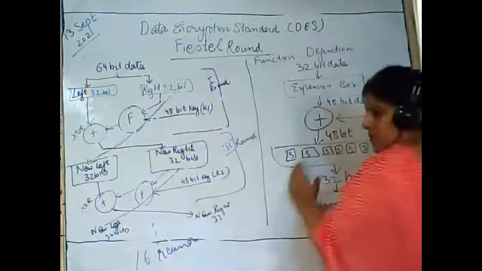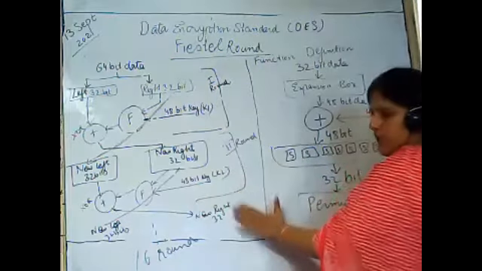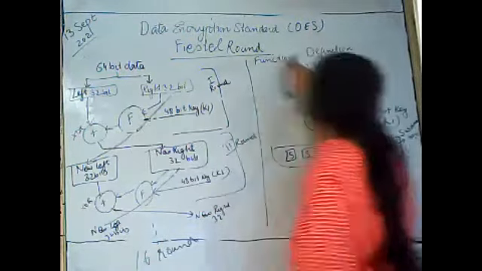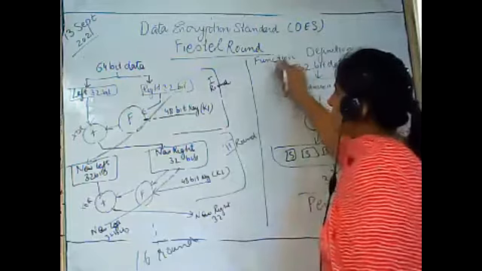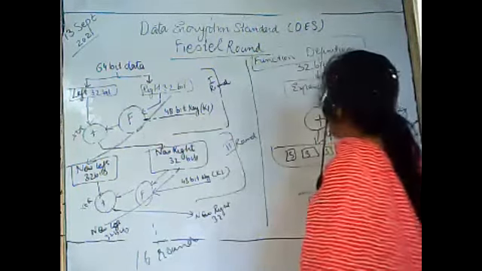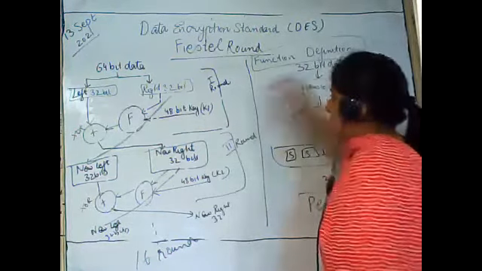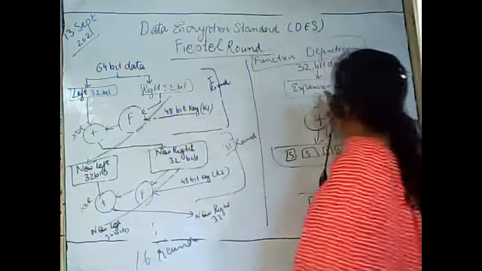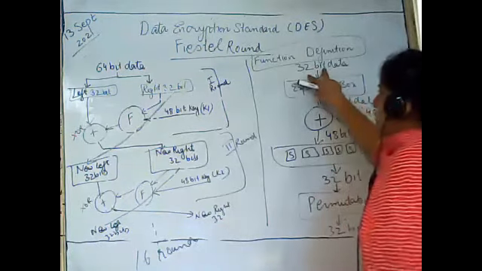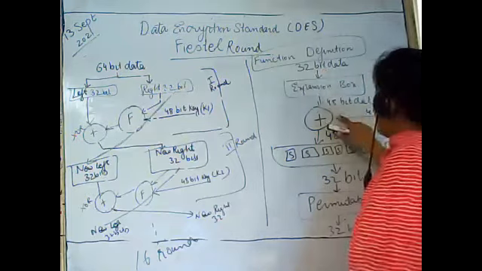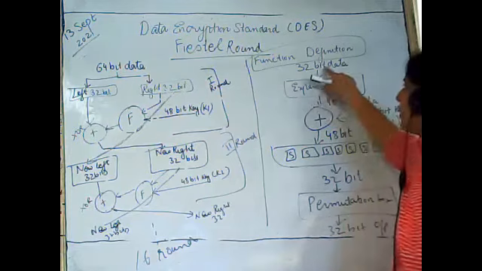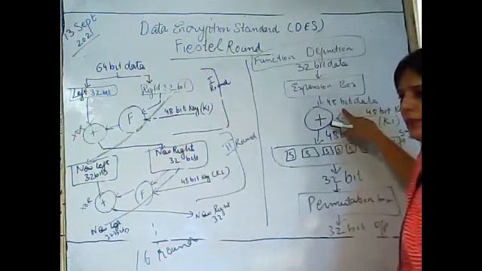Now coming to this part, this is the extension of this particular diagram. So here we have used that F box over here. Now we are discussing what a function basically consists of. In that function part, you can see that we have 32-bit data. Under this function part, again there is an expansion box. This expansion box will expand your 32-bit data to 48-bit data.